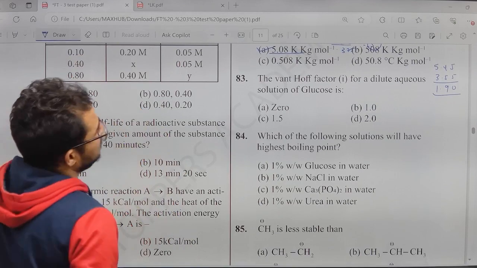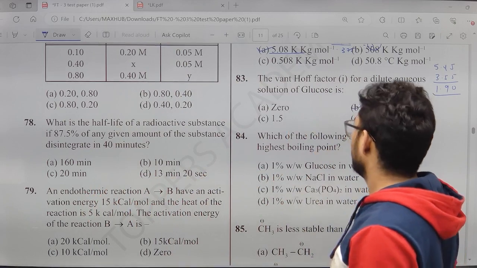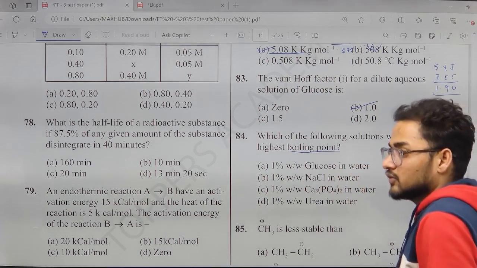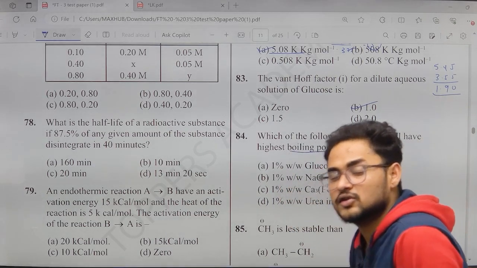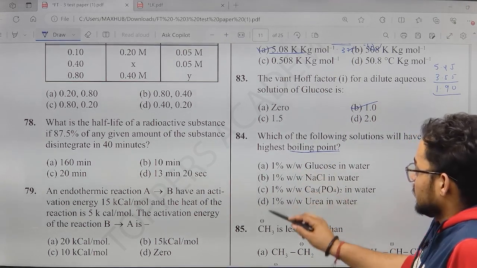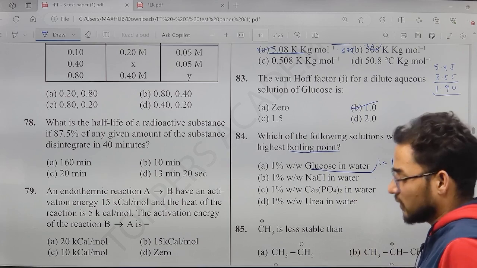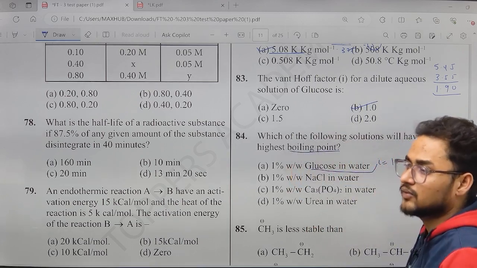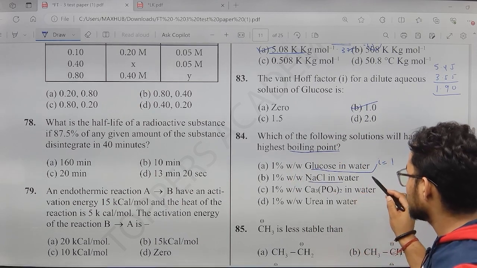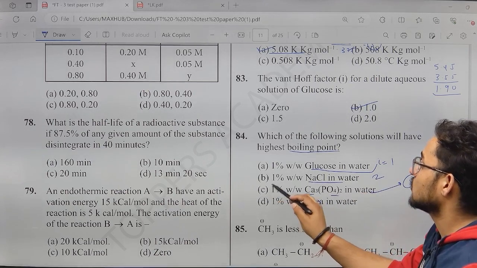The Van't Hoff factor for a dilute aqueous solution of glucose, obviously glucose is 1. Which of the following solutions will have the highest boiling point? Highest boiling point, we know that elevation in boiling point is a colligative property, higher the number of particles, higher the boiling point. Glucose has i factor 1, so we will have to provide the answer according to the Van't Hoff factor. Higher the value of Van't Hoff factor, that will be the right answer. Here Van't Hoff factor is 2 plus 3, 5. Urea is having only 1. So this will be the right answer.